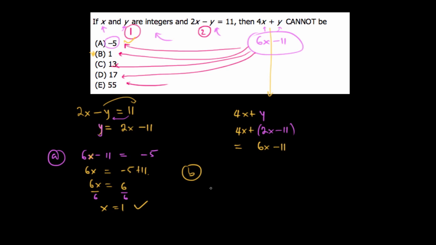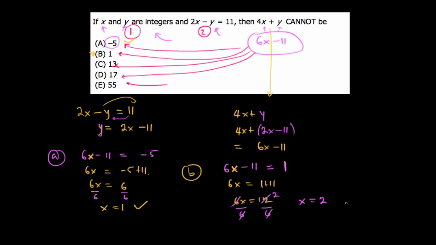Now for the B part, we have 6x negative 11 equals, so assuming this equals 1 now. So if this equals 1, I want to solve for x. So what you have here is 6x equals, the negative 11 comes here as 1 plus 11. So you have 6x equals 12. So to solve for x, we divide by 6, and then we have 2. So that means our x equals 2.